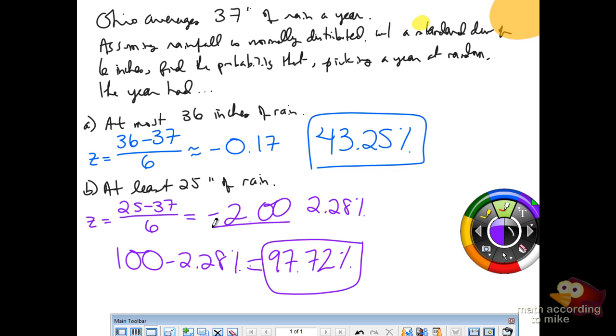So, moral of the story, on your test, if you want to use the z-chart for everything, fine. If you want to use the 68 rule for the ones that are whole number away, that's fine. But again, that won't always work. The z will always work.